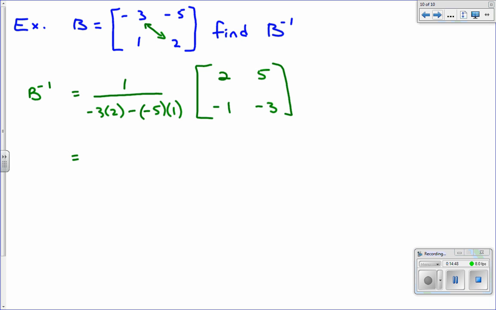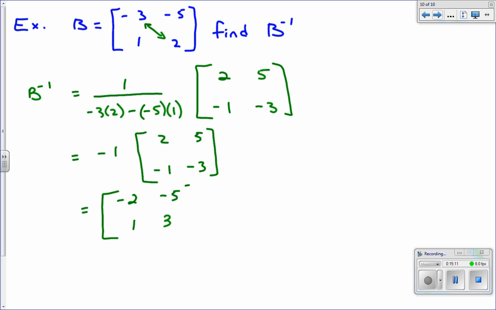So we switch places going along the major diagonal, and we switch signs for the other two elements. So now we can simplify that. If we look at that, our denominator is negative 6 plus 5, so the determinant is negative 1. So negative 1 times 2, 5, negative 1, negative 3 will give us now negative 2, negative 5, 1, and 3. And this then is the inverse of matrix B.